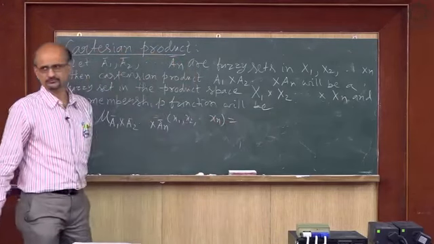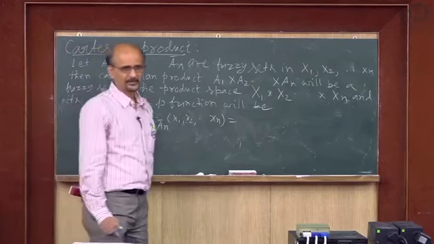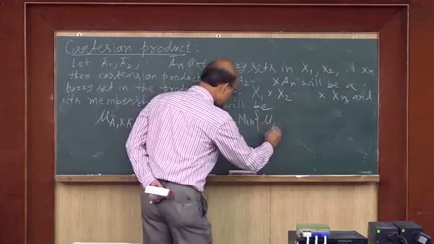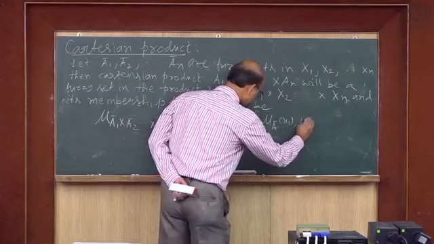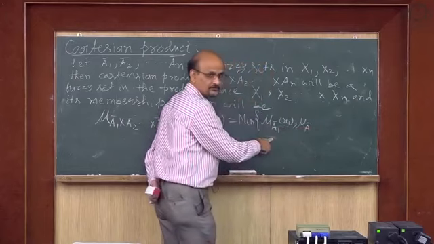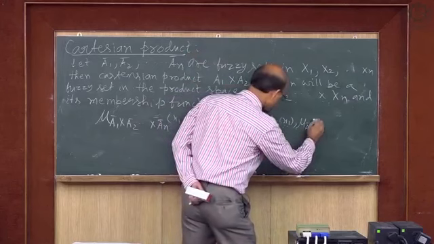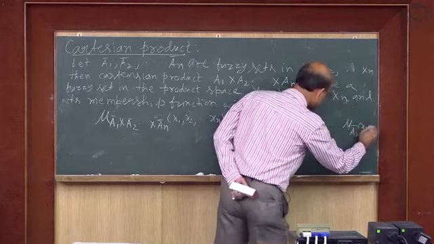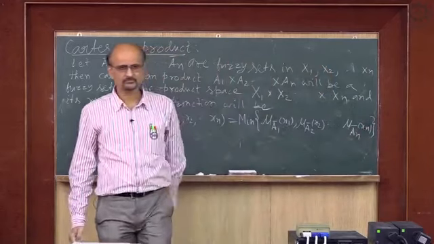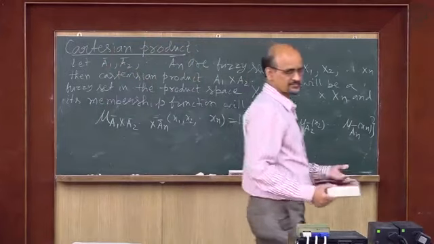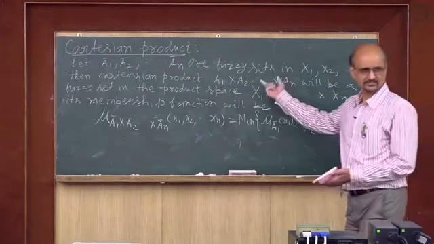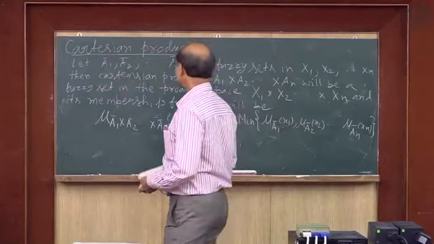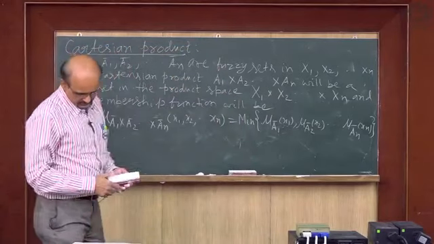This will be equal to what? Minimum of mu a1 bar x1, mu a2 bar x2, and mu an bar xn. So this is the simple definition for the Cartesian product of n fuzzy sets. Okay? Simple, just the extension of your crisp one. So if you have understood this Cartesian product, next we have what?